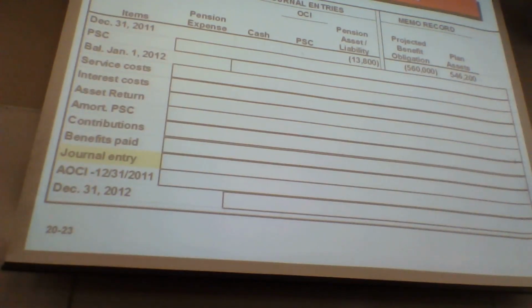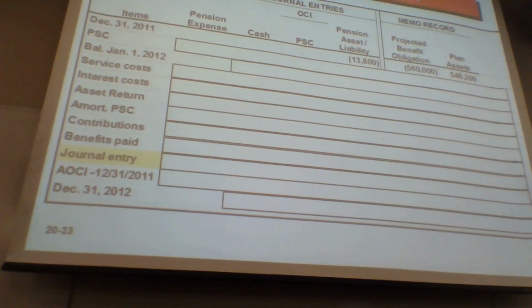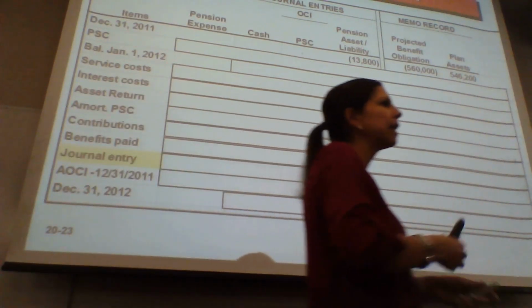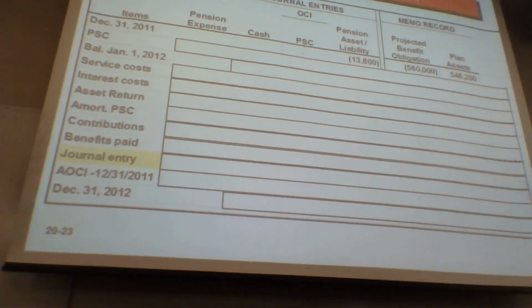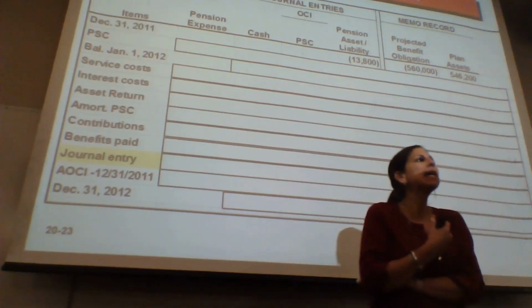So we have OCI, the T account. The debit side, the left-hand side, is going to be for any loss. And then the credit, or the right-hand side, is going to be for any gain. So in this case, where we made a plan amendment, are we debiting OCI or crediting OCI? Debiting OCI. All right, so when we make a plan amendment, we're incurring a big cost.